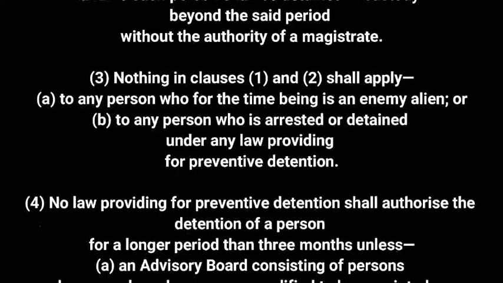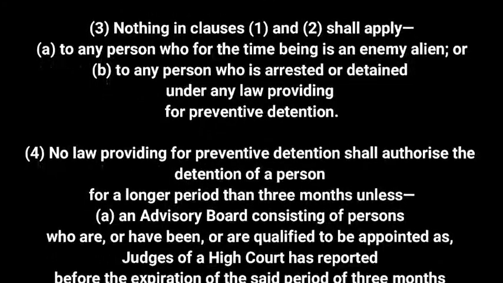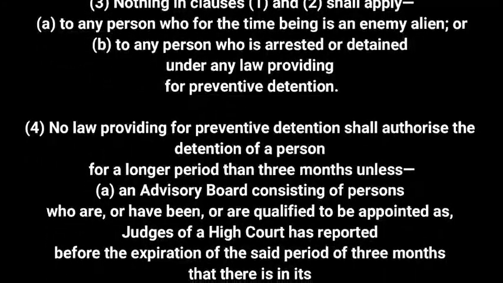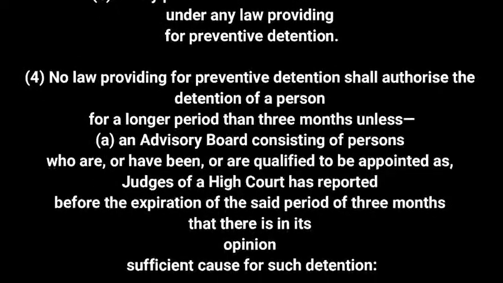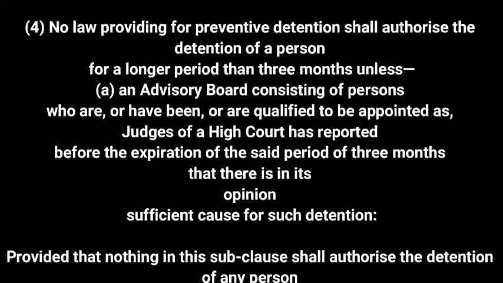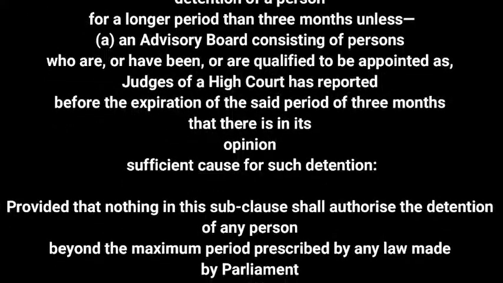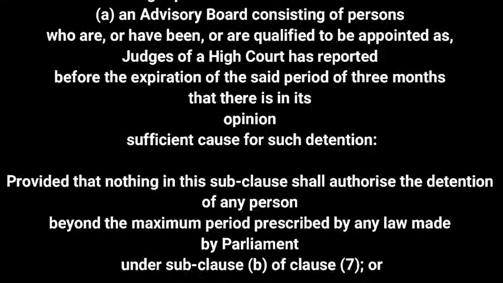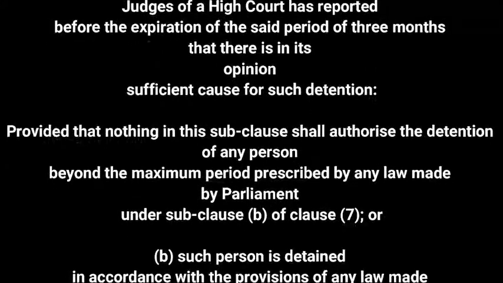3. Nothing in clauses 1 and 2 shall apply to any person who for the time being is an enemy alien, or to any person who is arrested or detained under any law providing for preventive detention. 4. No law providing for preventive detention shall authorize the detention of a person for a longer period than 3 months, unless an advisory board consisting of persons who are, or have been, or are qualified to be appointed as, judges of a high court, has reported, before the expiration of the said period of 3 months, that there is in its opinion sufficient cause for such detention.